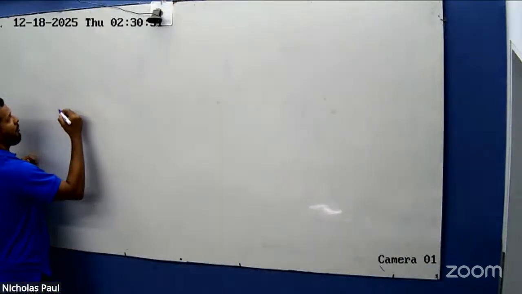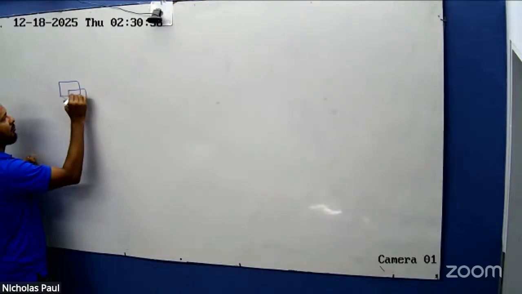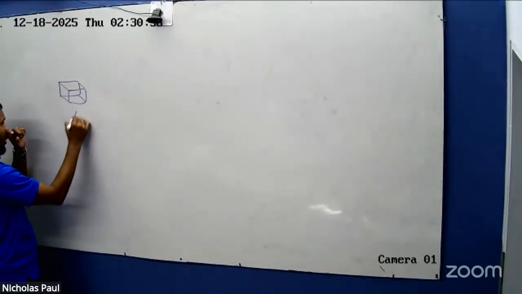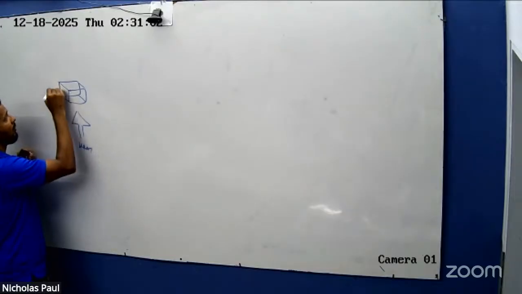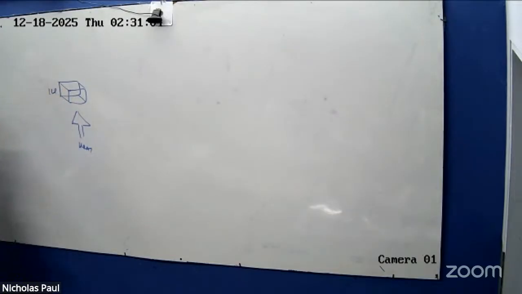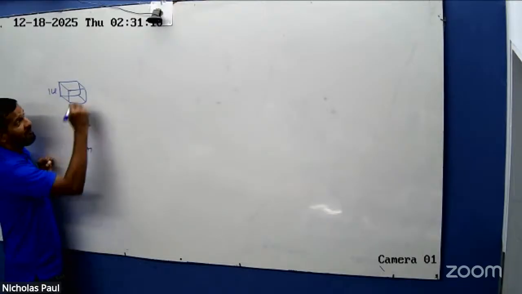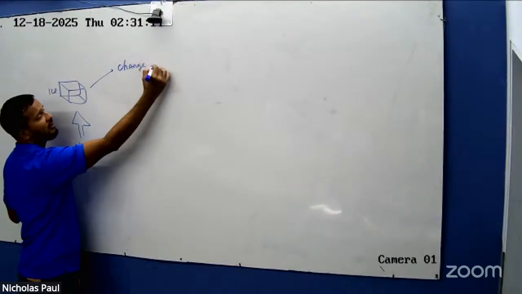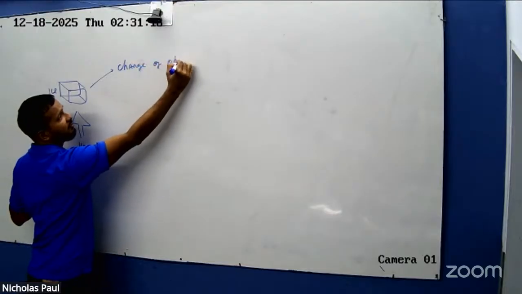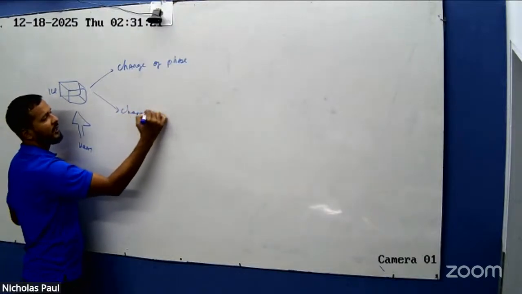Let's see if you remember this. Let's say I gave you a block of ice. When you apply heat to this ice, what will happen to it? It could change phase, and it could also change temperature.